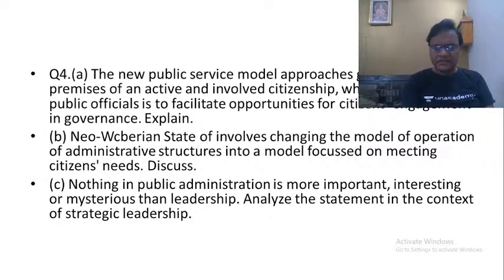Come to the next question here. Nothing in public administration is more important, interesting, or mysterious than leadership. Analyze the statement in the context of strategic leadership. So, why was this statement made? Of course, because it is the leadership that determines the functioning of our nations. You take any nation, at the end of the day, organizational success does not depend on the people or the structures or the principles or anything else. It depends on the quality of leadership.